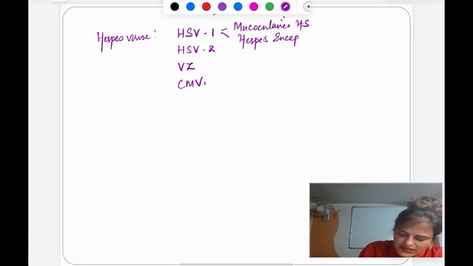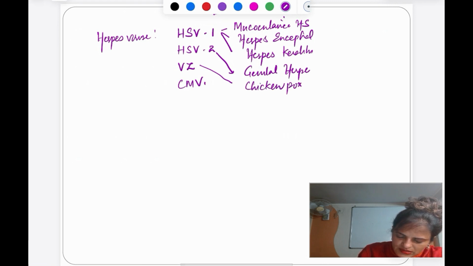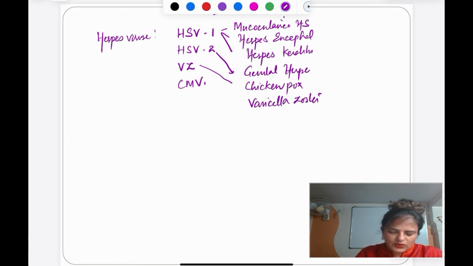Herpes encephalitis. Herpes keratitis. Whereas this one causes genital herpes. And then this causes chickenpox and varicella zoster, and this causes the cytomegaloviral infection.